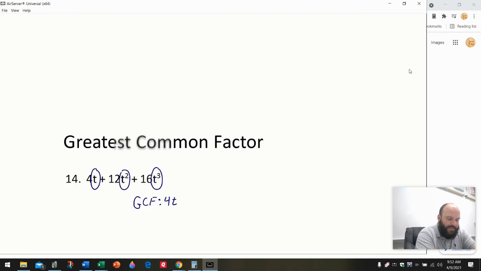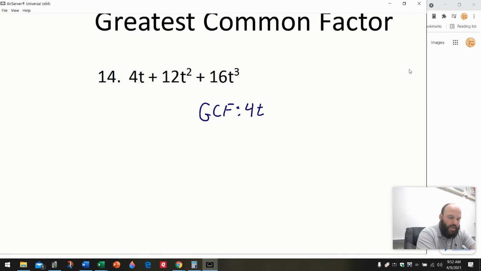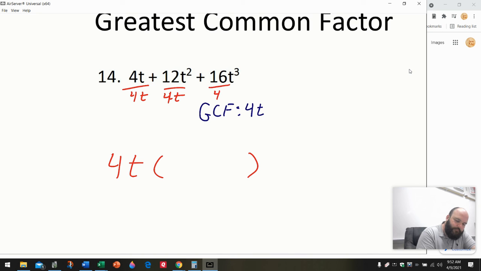Now the last one we will do is this expression right here. You can see that we had already found the GCF. It was 4t. So we start by writing the GCF, followed by a set of parentheses. Then we divide each one of these by the 4t. So 4t divided by 4t is 1. So we can just put a 1. Everything cancels. Then we have a plus.